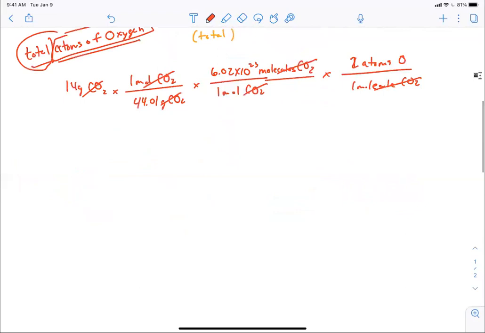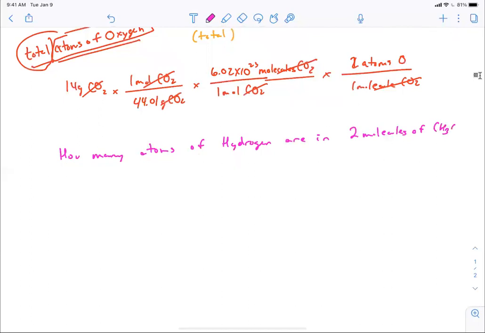They might just say, how many atoms of hydrogen are in 2 molecules of CH3COOH? Okay. And the idea here is, what you have to remember is that what we're talking about here is 2 blank molecules of CH3COOH. There's no unit here. There's no grams. There's no moles or anything like that.